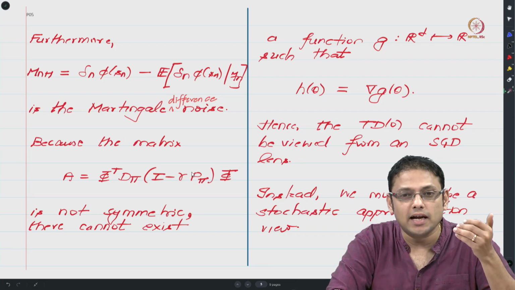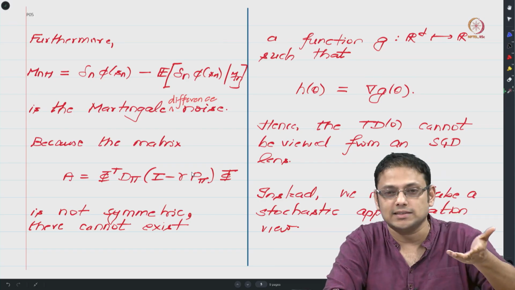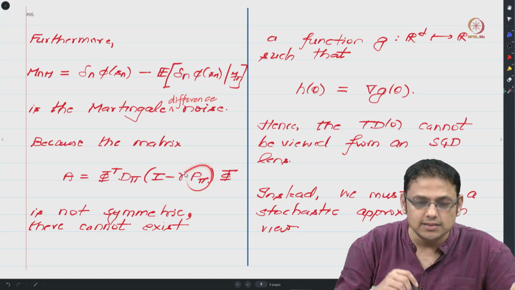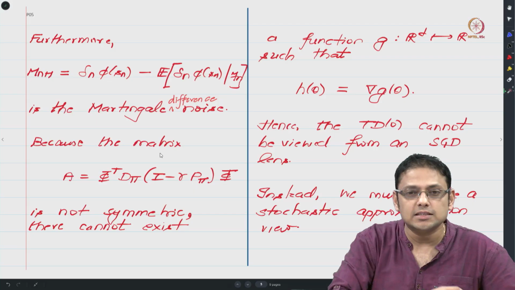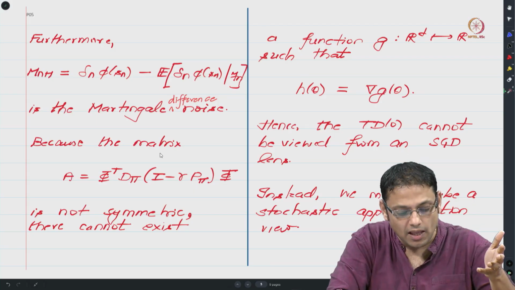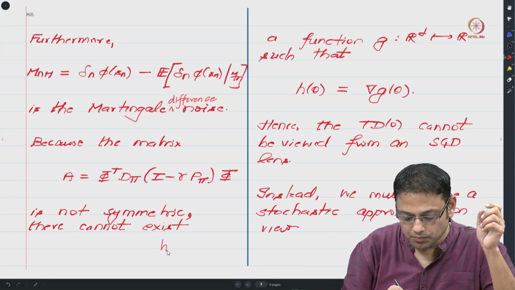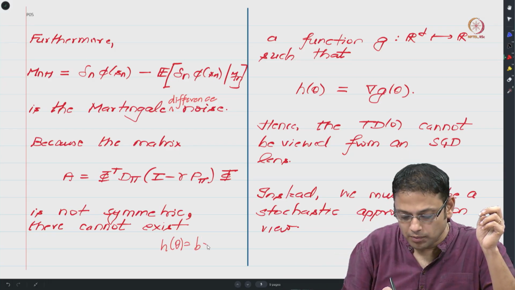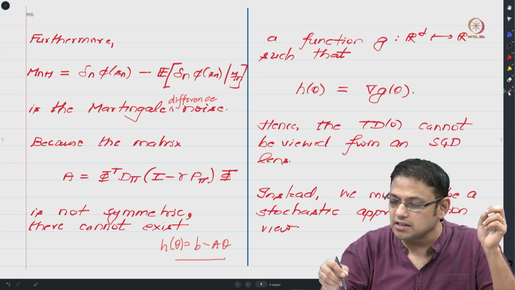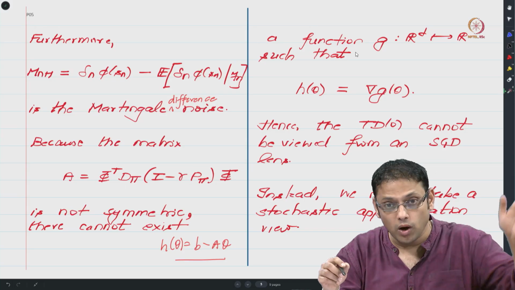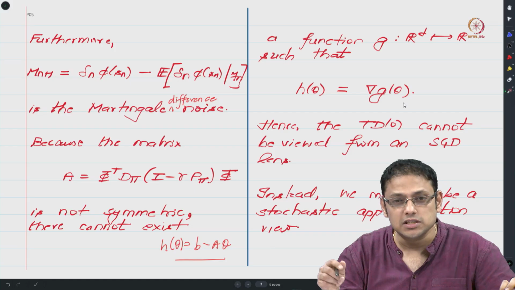So symmetric would mean that the probability of going from state S to S prime is the same as going from state S prime to S. In general that need not be true, and hence this P pi matrix is not symmetric, and consequently one can show that in general this matrix A will not be symmetric. And because this matrix A is not symmetric, and your H theta has the form B minus A theta, one can conclude that there cannot exist a function G, no function G such that H of theta is the gradient of G theta.